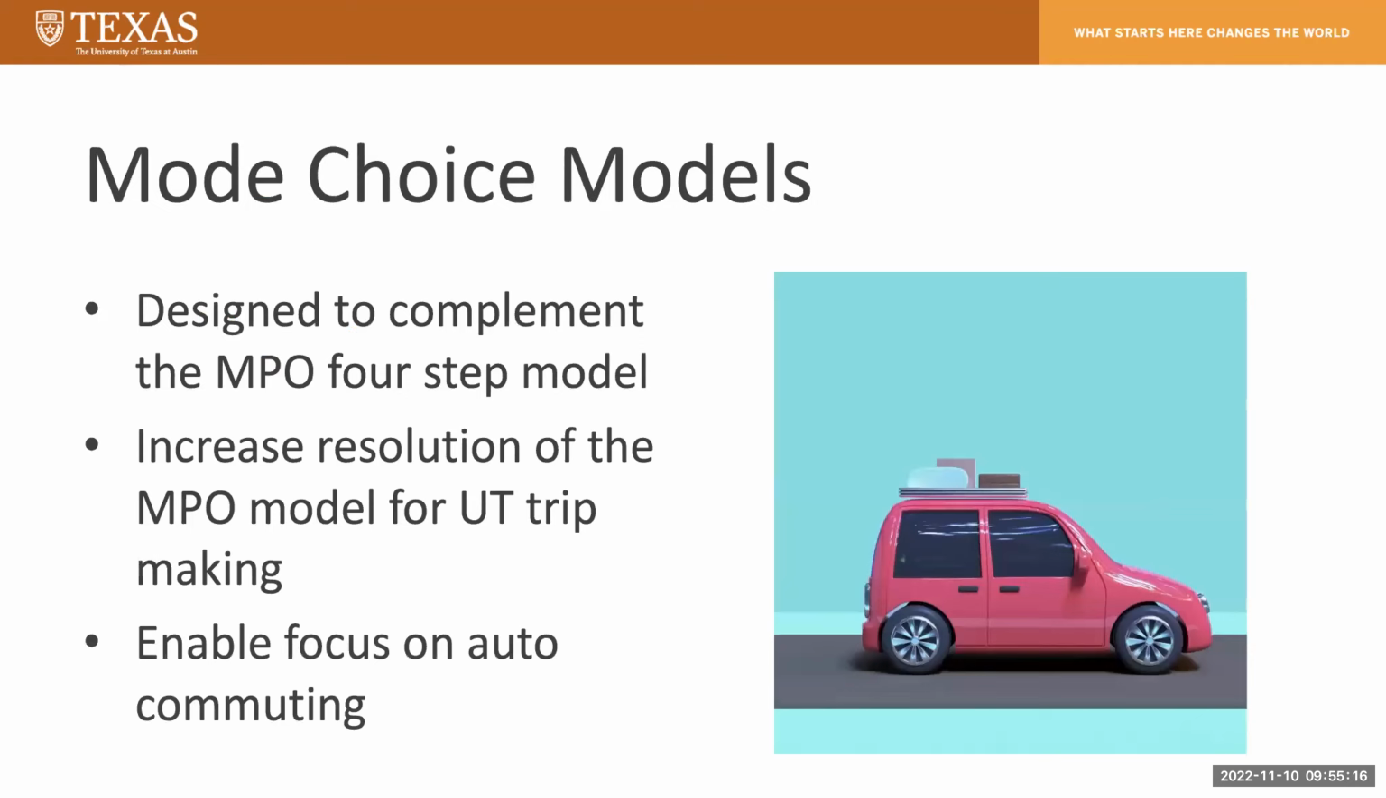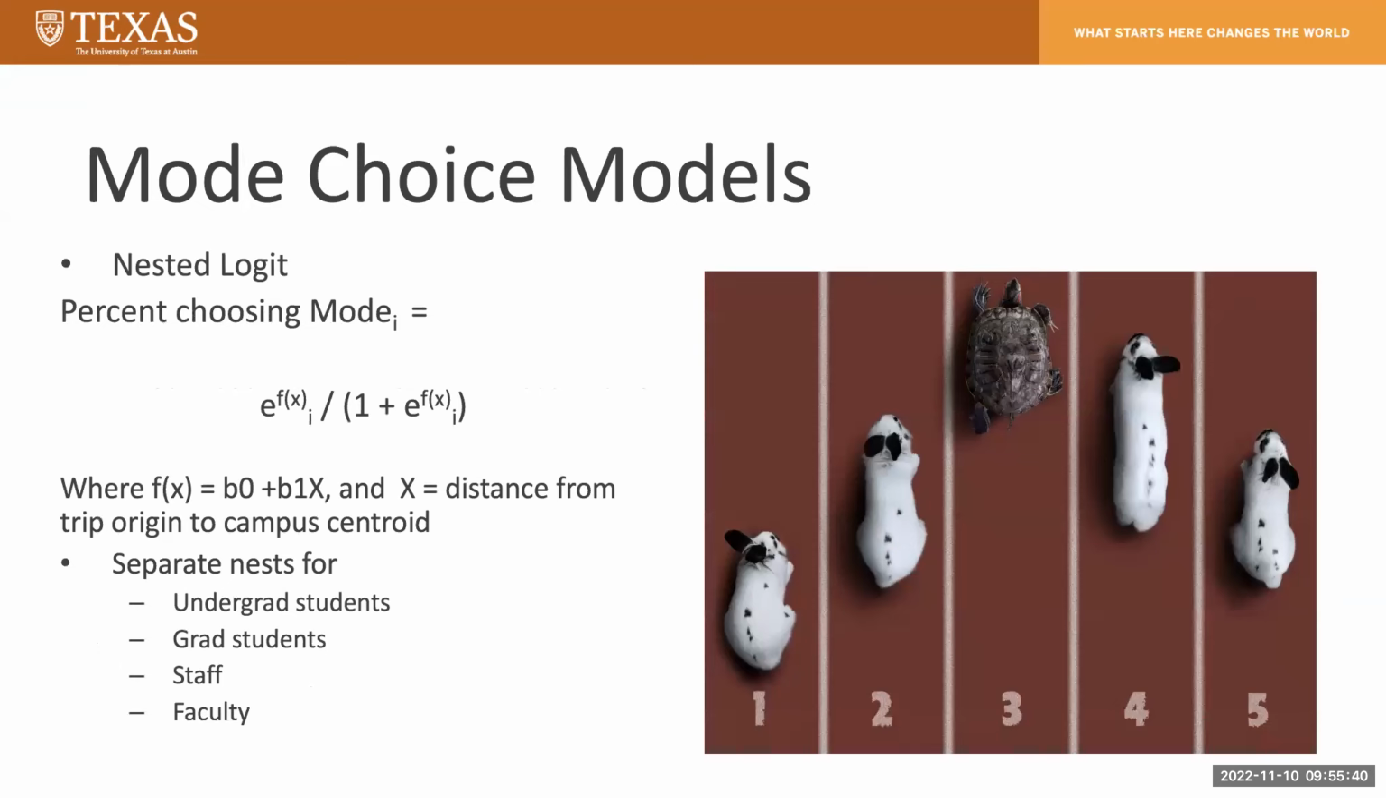We were asked to develop mode choice models that would be complementary to, that would work with the Metropolitan Planning Organization's 4-step model and provide increased resolution of UT trip making and enable focus on auto commuting. Again, we're working for people that want to reduce the amount of auto travel to campus.